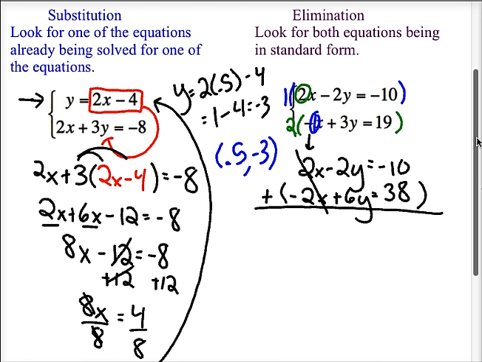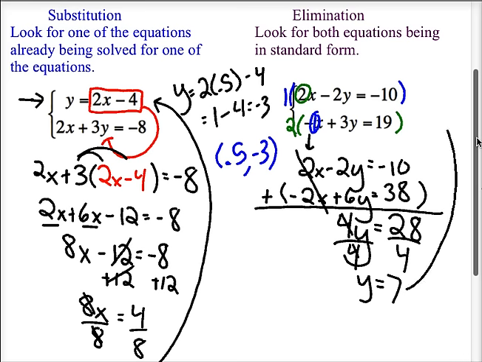Negative 2y plus 6y. Well, negative 2 plus 6 leaves me with 4. Negative 10 plus 38 leaves me with 28. So I divide by 4, and I get a y of 7. Again, I want you to recall, though, that that's not the end of our story. I have to take the y, plug it back into one of my original equations. So I look back to what did my original equation say.